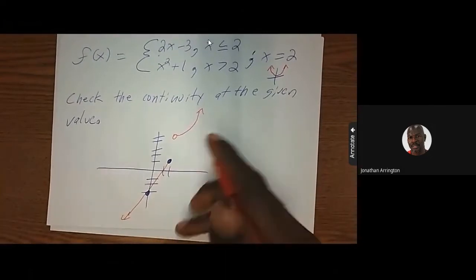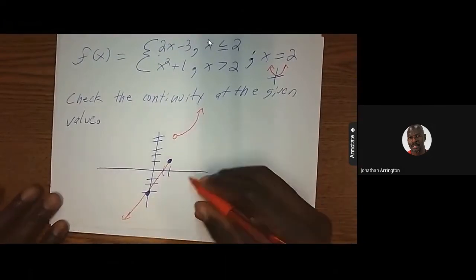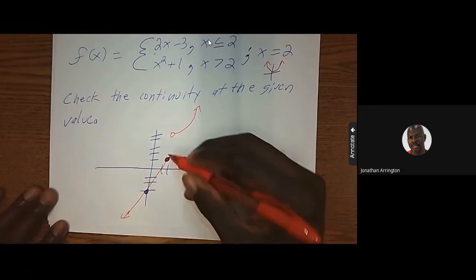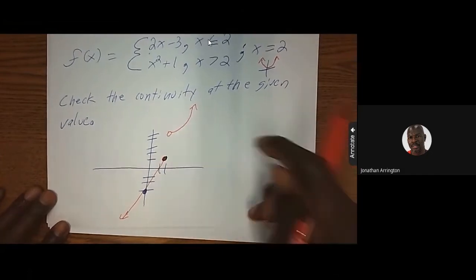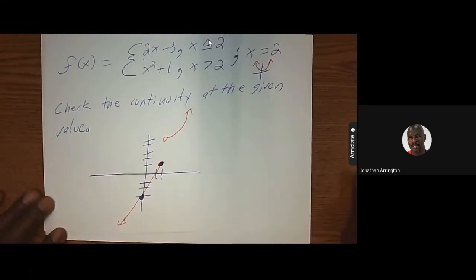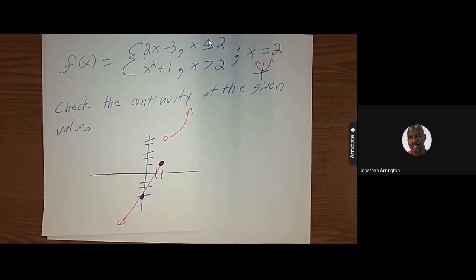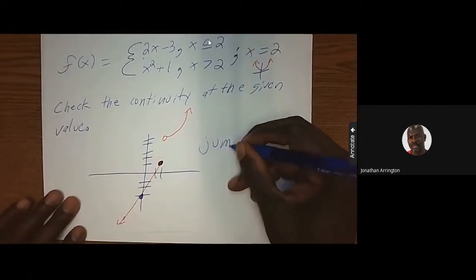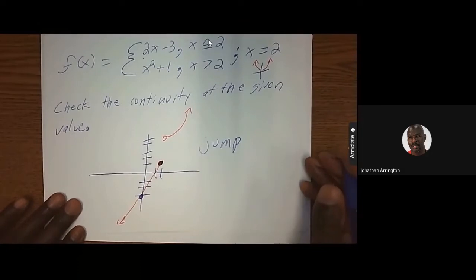Now, as you look at this graph, it probably should have been red. But as you look at this graph, what type of discontinuity are you seeing right there at x equals 2? And hopefully you're saying a jump. That's all that can occur, a jump discontinuity.